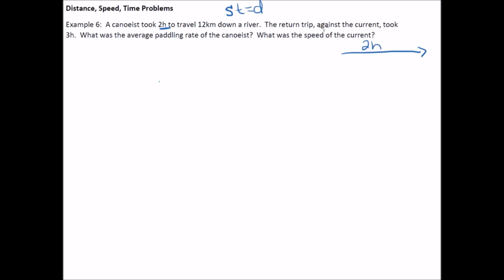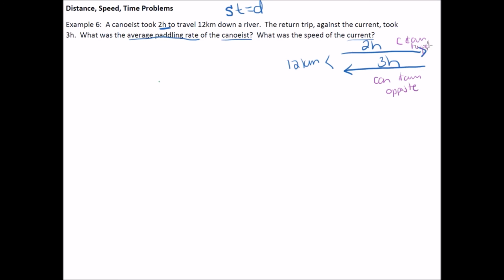On the return trip, common sense tells me both of them are 12 kilometers. On the return trip, it took him 3 hours. So what we have to do is find his average paddling rate, so the speed of the canoeist, and then the speed of the current. So here's the common sense factor. 2 hours tells me the speed of the canoeist and the current work together. And 3 hours tells me the speed of the canoeist and the current work opposite each other.